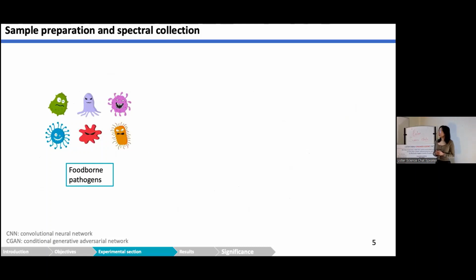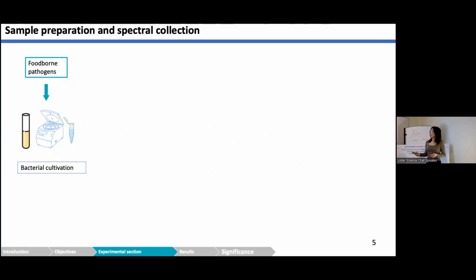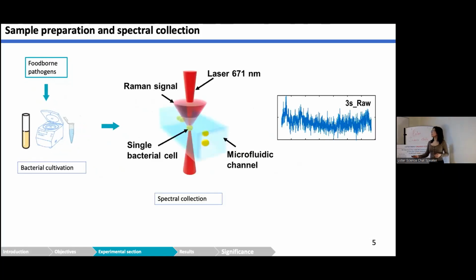So how do I do that? Firstly, I grow all the different types of foodborne bacteria in the lab, and then collect them. And then I put those bacterial cells under the microscope. So here is a schematic figure. This represents the bacterial cells trapped by the laser, and then the Raman signal can be generated. And here is the Raman spectra we collected from those different bacterial cells.